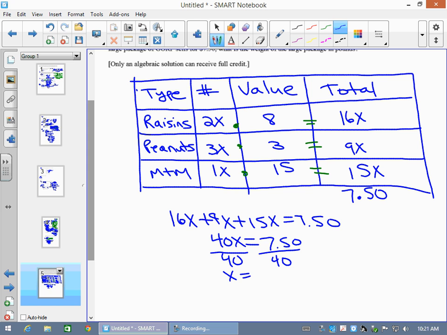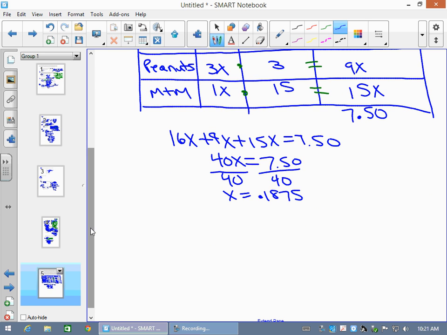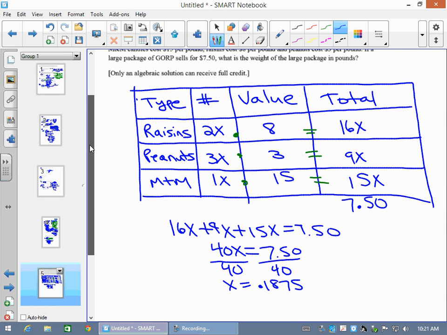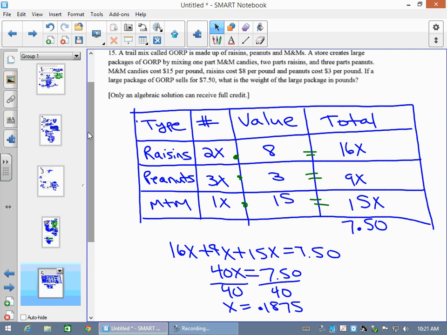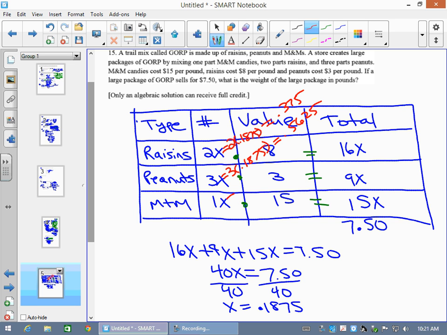But they didn't want to know x, they wanted to know the weight of the package. Go back up to the top of the problem and say, okay, well then 2 times 0.1875 would give me 0.375. And 3 times 0.1875 would have given me 0.562. And then I know this part, 1x, would be 0.1875. So I'm going to take those 3 values, I'm just going to reduce the bottom so I have more space. I'm going to add them together.